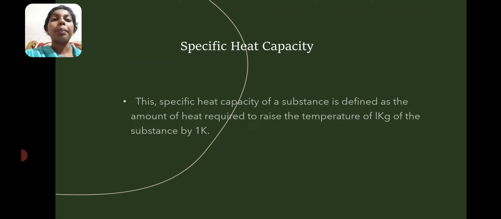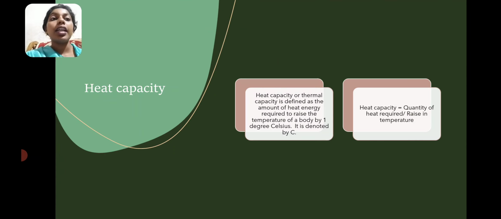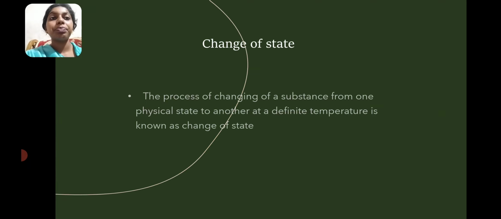Next is specific heat capacity. The specific heat capacity of a substance is defined as the amount of heat required to raise the temperature of 1 kilogram of the substance by 1 Kelvin. Heat capacity, or thermal capacity, is defined as the amount of heat energy required to raise the temperature of a body by 1 degree Celsius. Heat capacity is equal to the quantity of heat required divided by the rise in temperature.